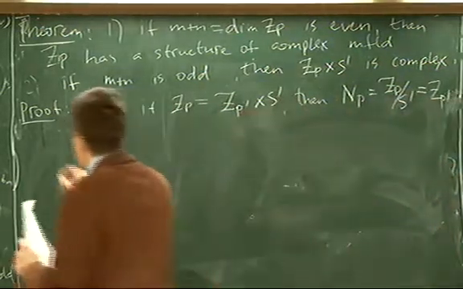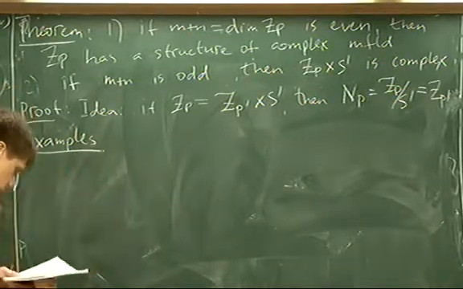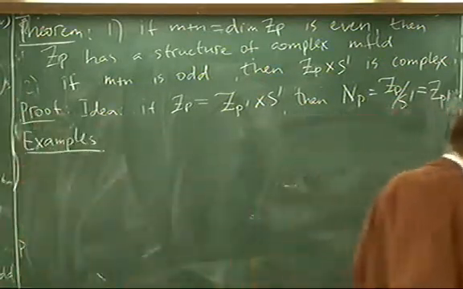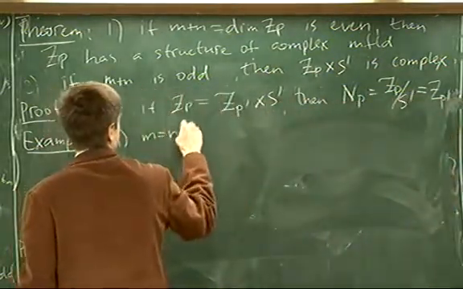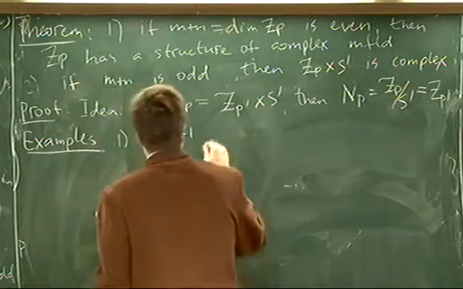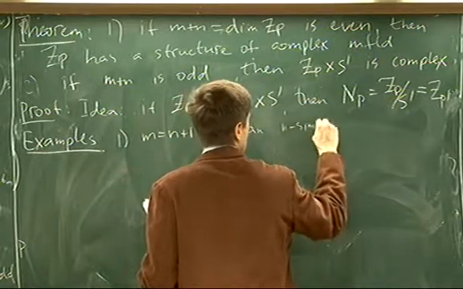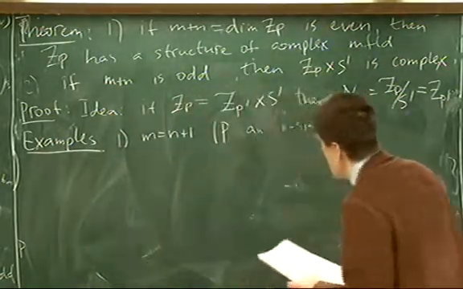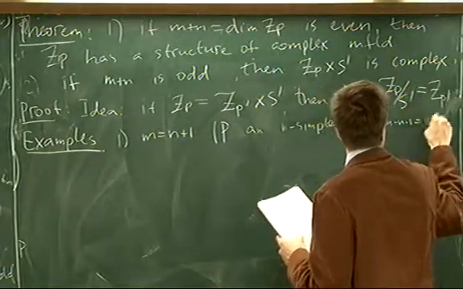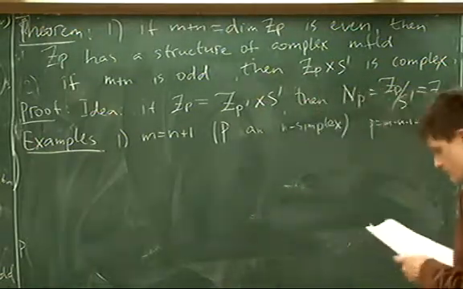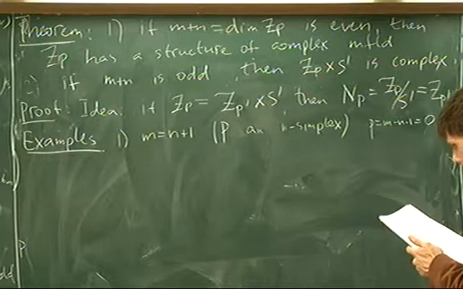And now, let's illustrate on two examples. The first one is m equals n plus 1. So let P be a simplex, right? Here we have just p equals m minus n minus 1 equals 0. It's even.